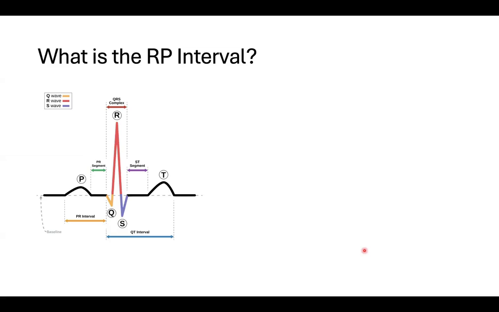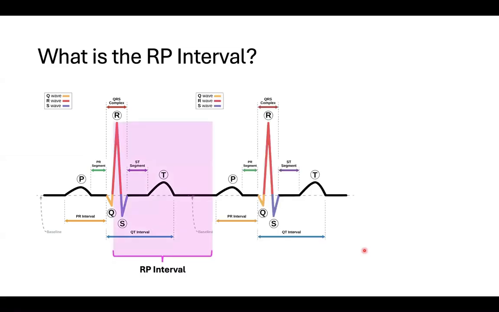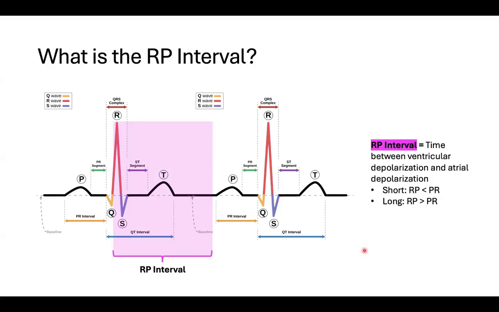But the RP interval is essentially the interval between our R, which is our ventricular depolarization, and our P, which is our atrial depolarization. So if we superimpose the next beat here, you'll see the RP interval marked out here. And again, this represents the time between the ventricle and the atria depolarizing. And so we define a short RP interval as being shorter than the PR interval, and a long RP interval being greater than the PR interval.